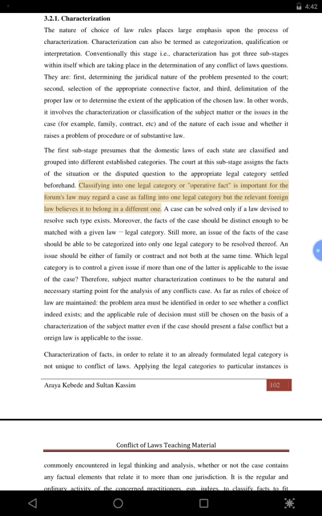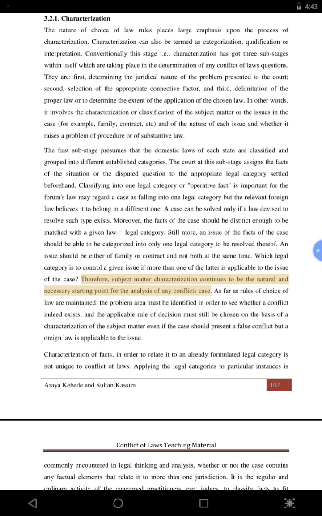Classifying into one legal category or operative fact is important, for the forum's law may regard a case as falling into one legal category, but the relevant foreign law believes it to belong in a different one. A case can be solved only if a law devised to resolve such a type exists. Moreover, the facts of the case should be distinct enough to be matched with a given legal category. Still more, an issue of the facts of the case should be able to be categorized into only one legal category to be resolved thereof. An issue should be either of family or contract and not both at the same time. Which legal category is to control a given issue if more than one of the latter is applicable to the issue of the case?